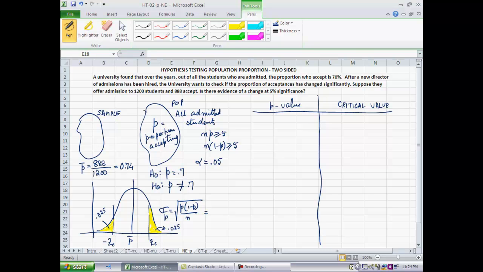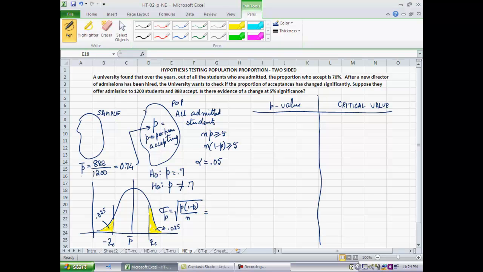Since we are doing a hypothesis test on the population proportion, the sample statistic that I would use is the sample proportion P bar, which in this case is 888 acceptances out of 1200, which is 0.74. So that's the sample statistic. Then my point estimate of the population proportion is of course 74%, but we want to do a hypothesis test over here.